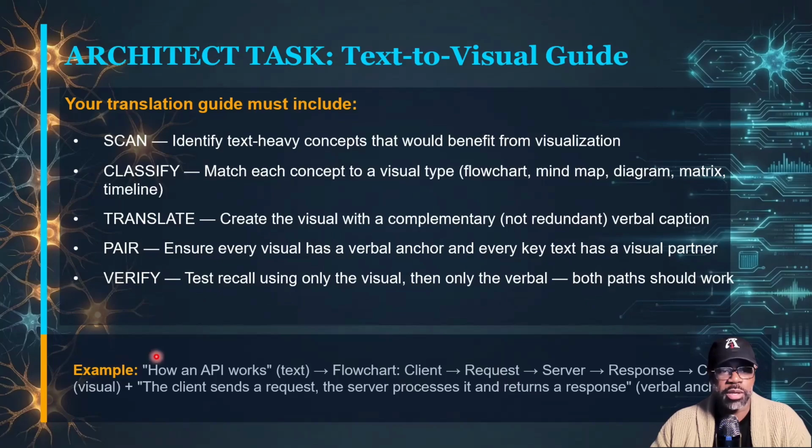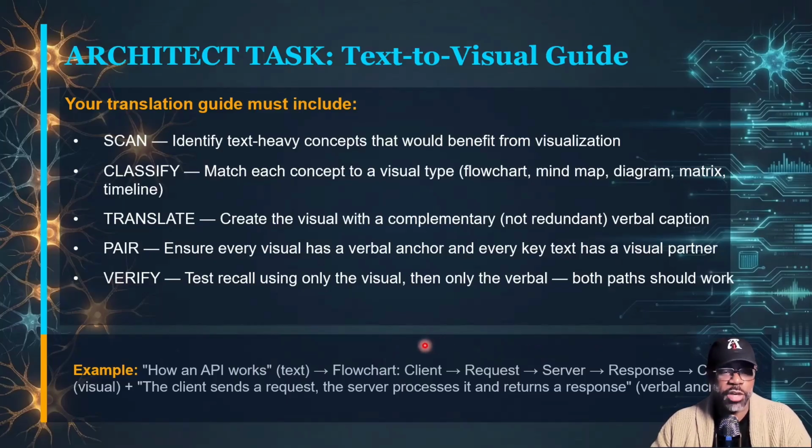Nice little example here that you could do: talking about how an API works. We're going to be talking about APIs during our AI course, application programming interface. And that's going to be just the text, but then that text is going to become a flowchart where we have a client, and then we have a request, and we have a server, and we have a response, and then we have a client, right? So we have this flow of information essentially being transported from client to server.